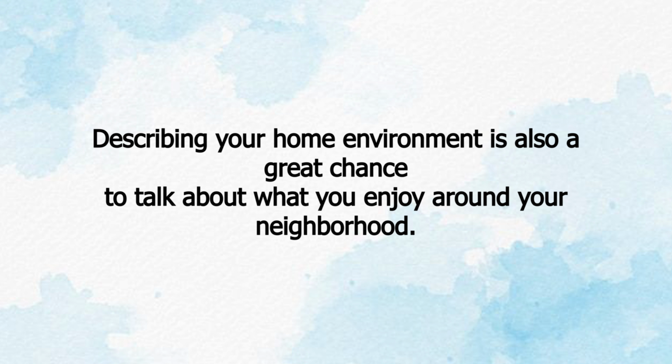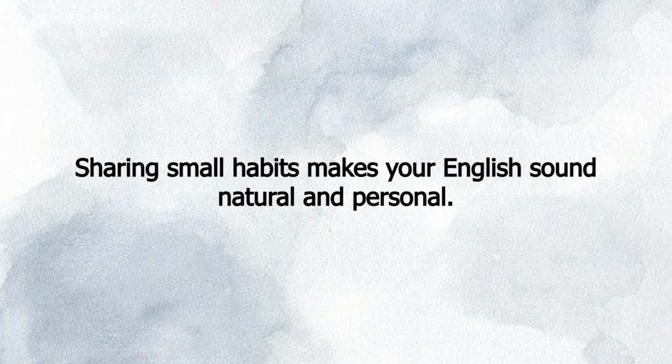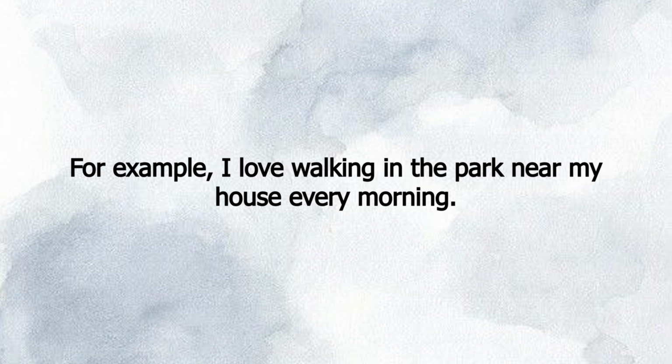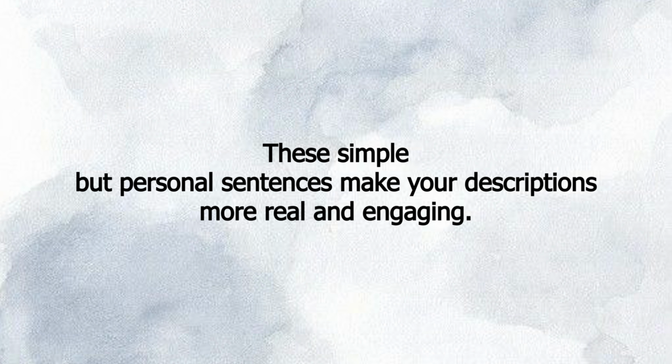Describing your home environment is also a great chance to talk about what you enjoy around your neighborhood. Maybe there's a small cafe where you like to study, a quiet library, a beautiful garden, or a favorite restaurant. Sharing small habits makes your English sound natural and personal. For example, "I love walking in the park near my house every morning," or "There is a bakery next to my building and I always buy fresh bread there on weekends." These simple but personal sentences make your descriptions more real and engaging.